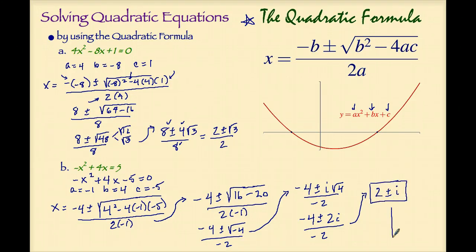Now this graph, downward facing because the leading coefficient is negative, doesn't cross the x-axis at all, so something like that. Imaginary solutions.